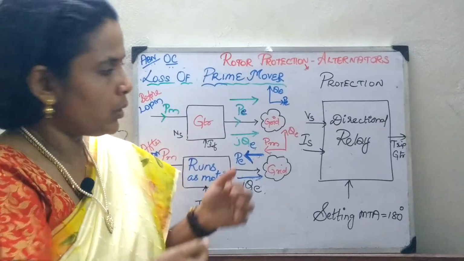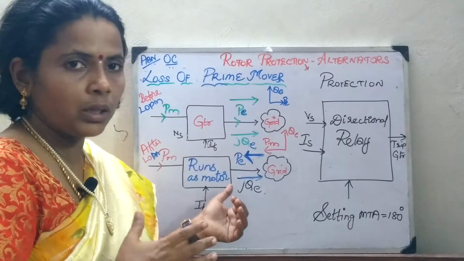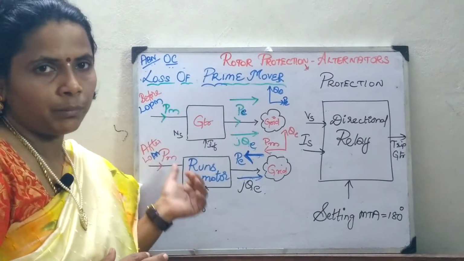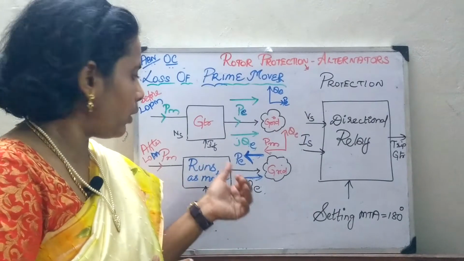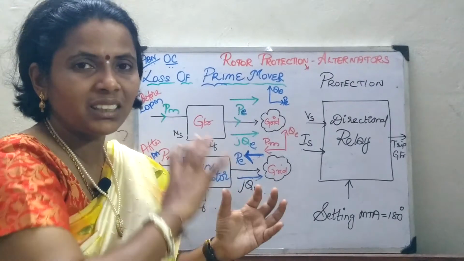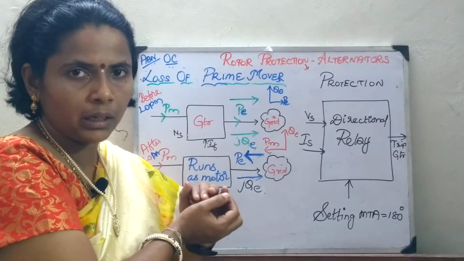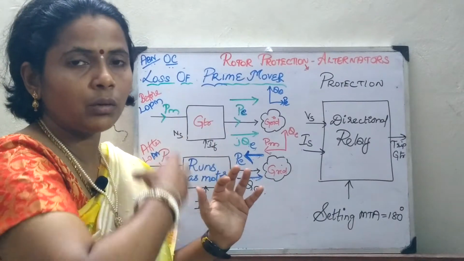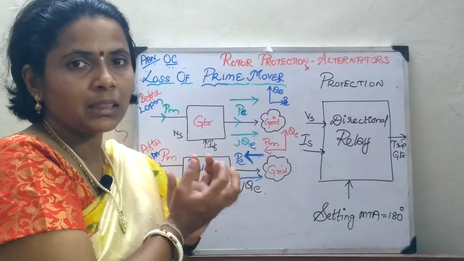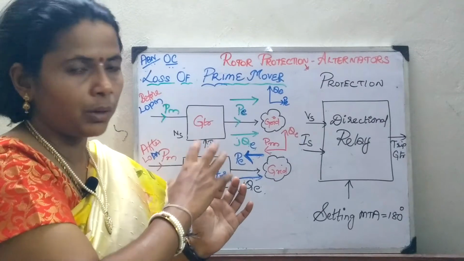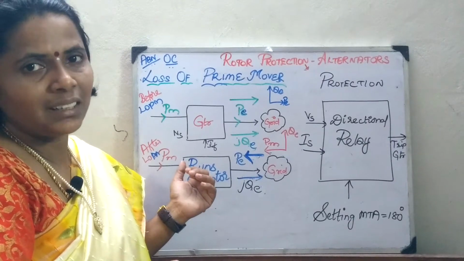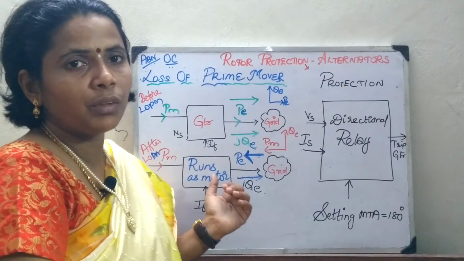Now, what will happen? Making the generator run as a motor is not an issue. Okay, it starts drawing, but of course, it will affect the turbine blades, because whenever it runs as a motor, the steam that got trapped inside your turbo alternator will increase in temperature. Whatever gas is trapped, its temperature increases, and that might affect the turbine blades. So, in this case, you have to give the protection.